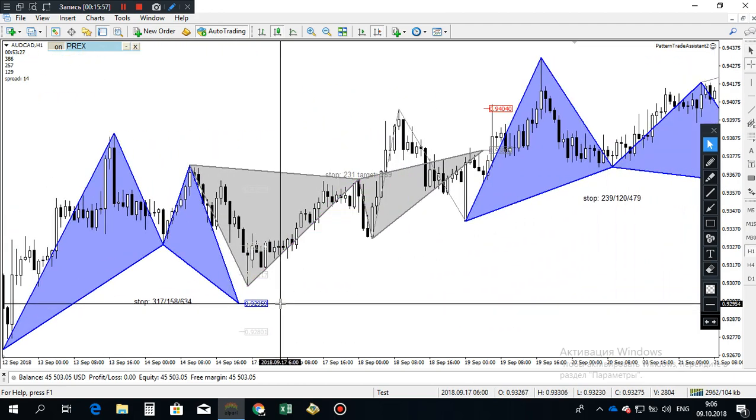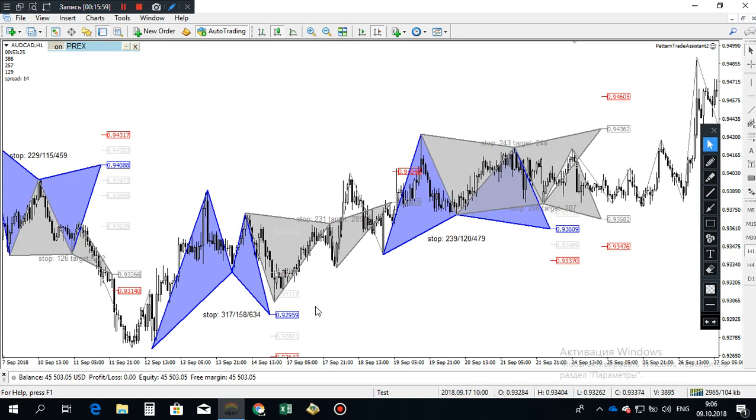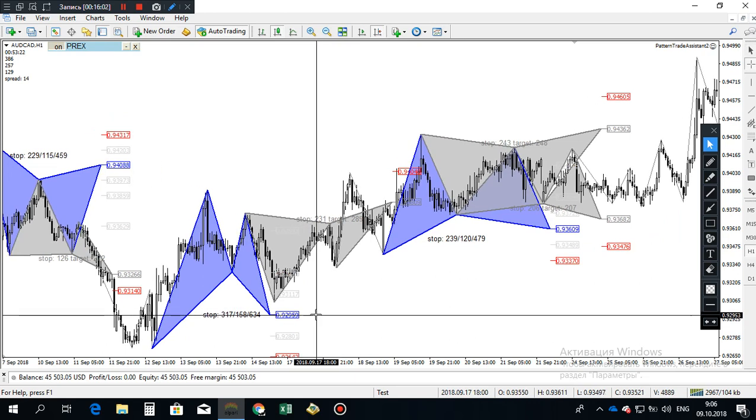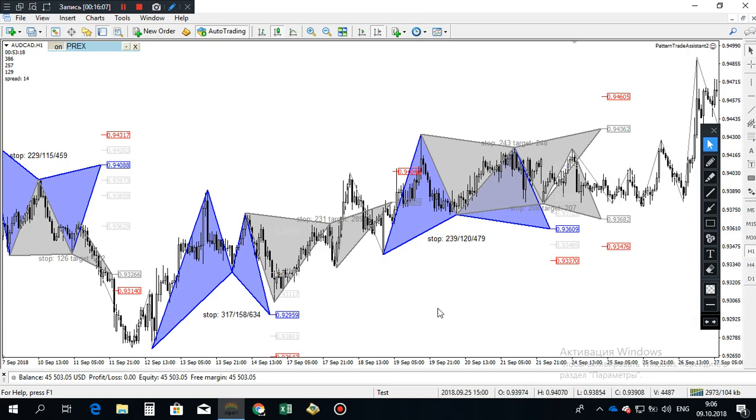This one obviously didn't complete, like this, yes. And of course, after all that price action, if it goes to that level, you should not enter this.